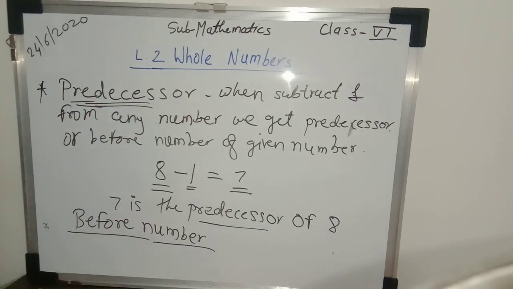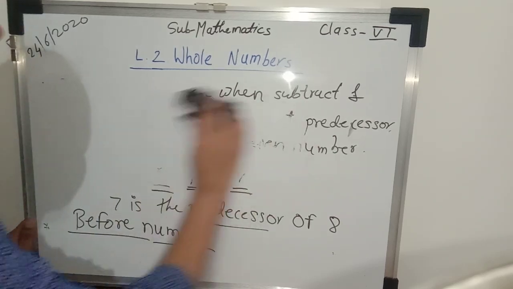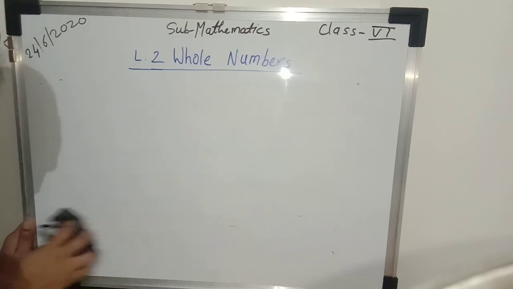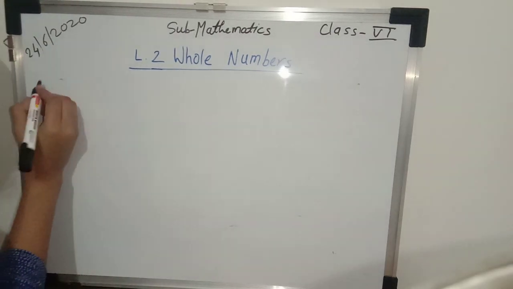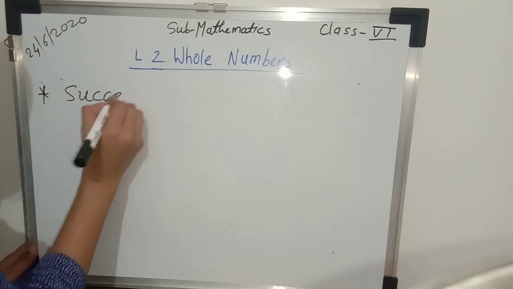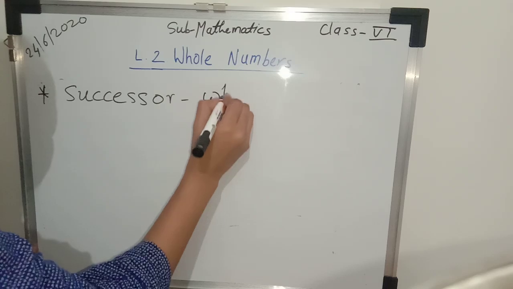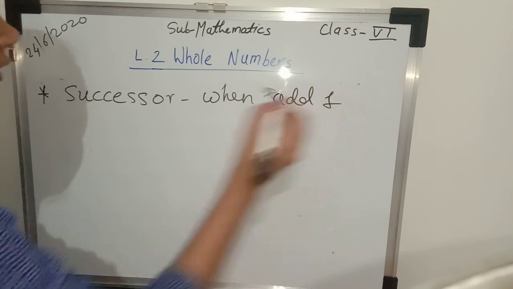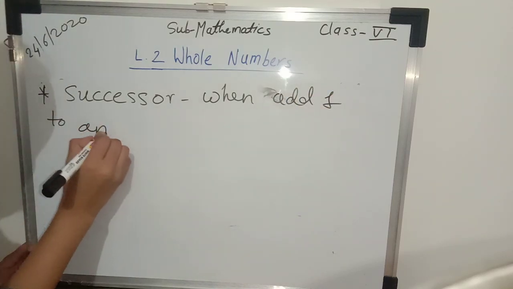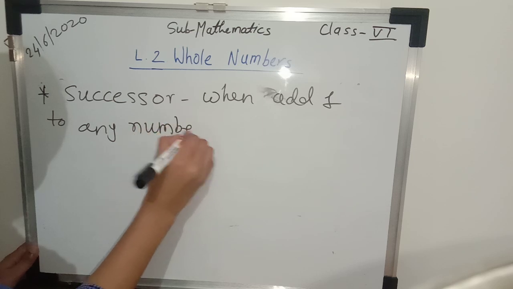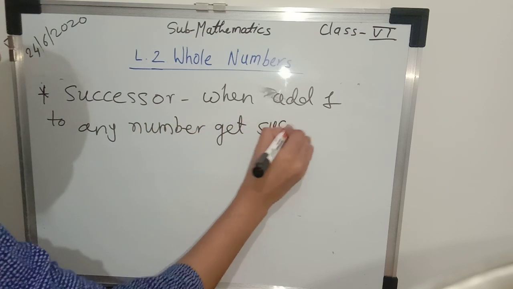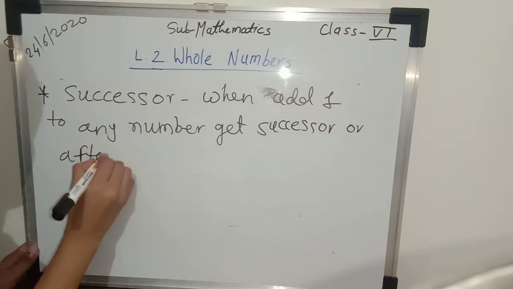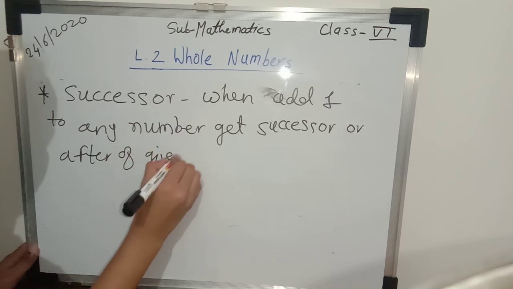Now let's see what is successor again. Successor: when we add 1 to any number, we get the successor, or after number, of the given number.